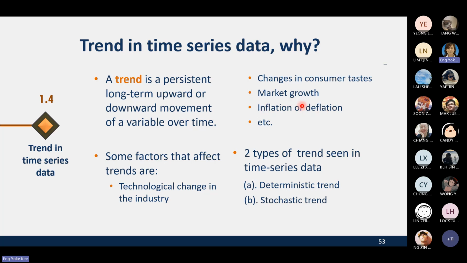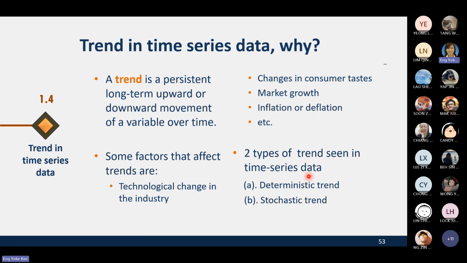Market growth, for example, you have a new industry coming in, it reflects this kind of unobserved pattern, right? Or inflation or deflation that makes your GDP go up or go down. So these are the unobserved things that make the series move in a unanimous way. Okay, so two types of trends seen in time series data. So we see that it's a persistent upward or downward movement, right? How do we model this kind of movement?